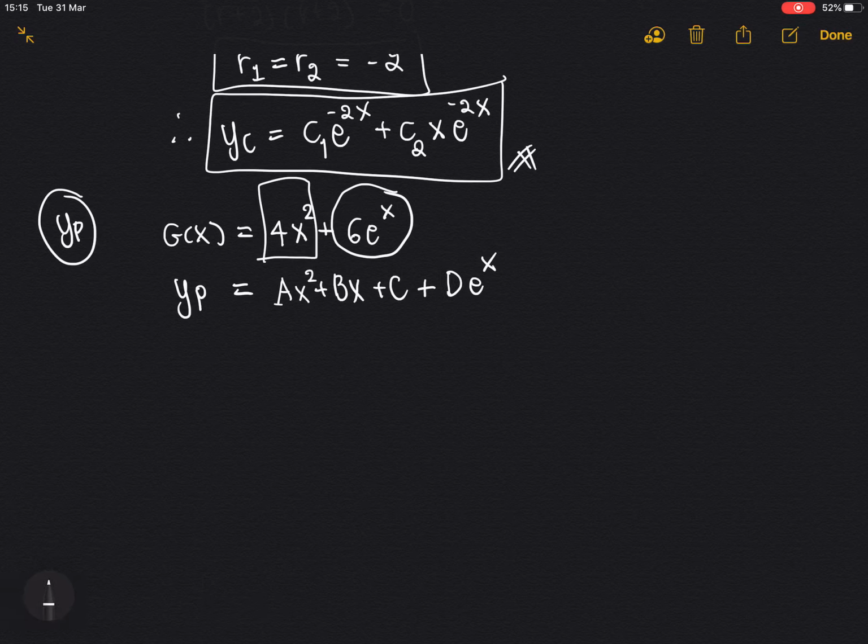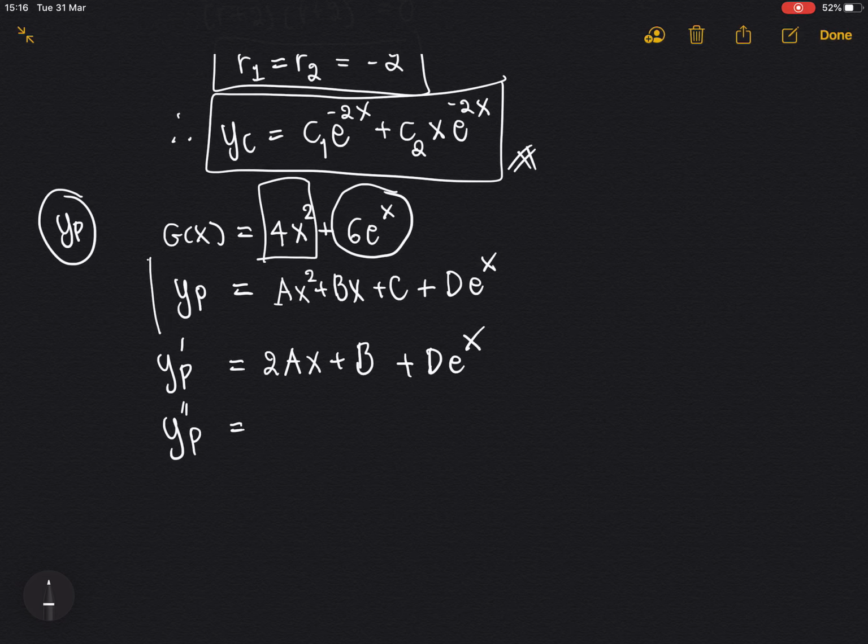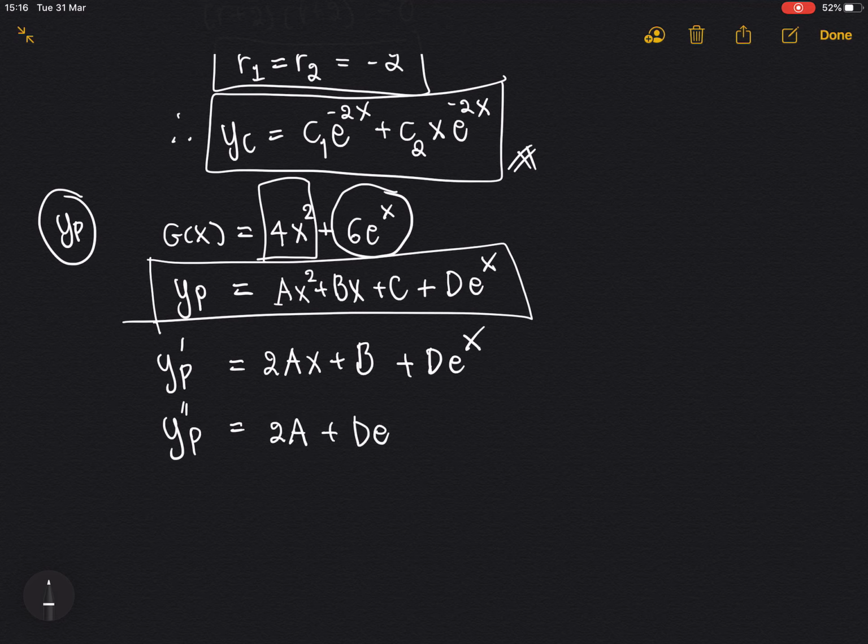Alright, so after you find the function for the yp by making a guess from the gx terms, you will be able to find y primes and y double primes for your yp. Therefore yp prime is equivalent to 2ax plus b plus d multiplied with the exponential. So basically you have to perform the differentiation on these functions for the yp, and then your y double prime here would be 2a plus d multiplied with the exponential of x, right?